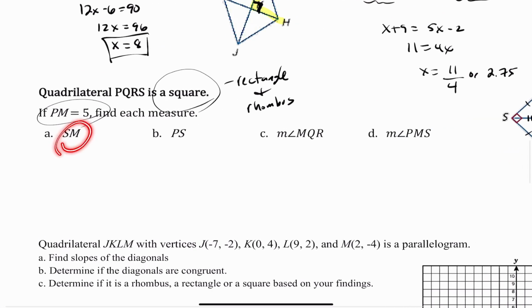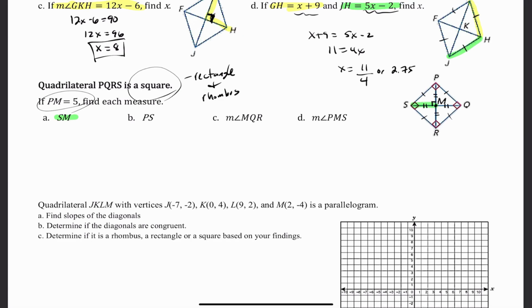Then what is the measure of SM? So SM, we know that PM is 5 and it is congruent to SM. So if this is 5, then this has to be 5. So the measure of SM is 5. For B, what I'm going to do is skip this for now and move on to C and D.